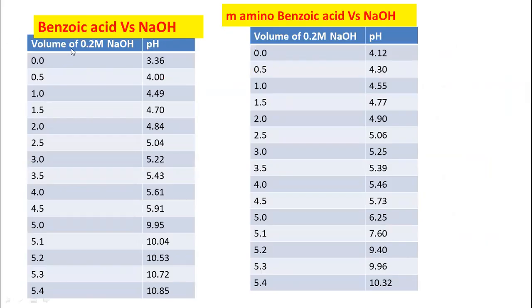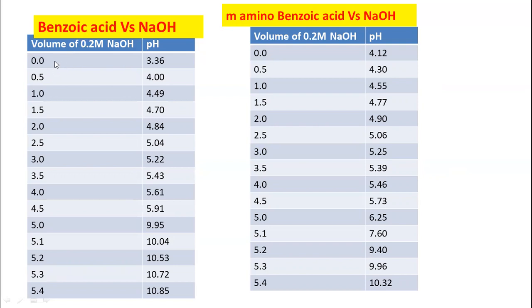You can see the observation table here, benzoic acid versus NaOH. In benzoic acid there is no substituent present, but we want to determine the pK0 value of benzoic acid, because it is the parent compound. Substituents are present in other benzoic acids, para-aminobenzoic acid and para-nitrobenzoic acid, and we want to determine the Hammett constant.